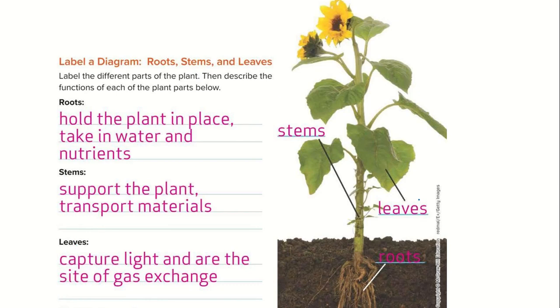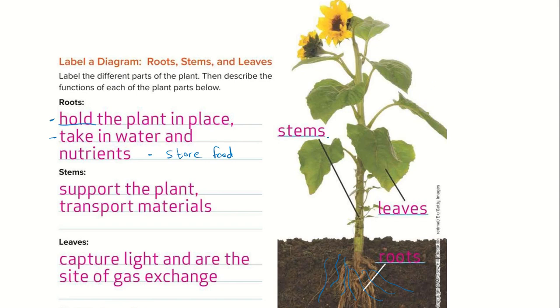So if we look at our parts, our roots are over here on the bottom. And if you look at the roots carefully, they kind of look like fingers. So their job is to hold the plant in place. They hold the plant just like hands do. They also take in water and nutrients. And they have a third job as well. In some plants, they can store food, like a carrot.